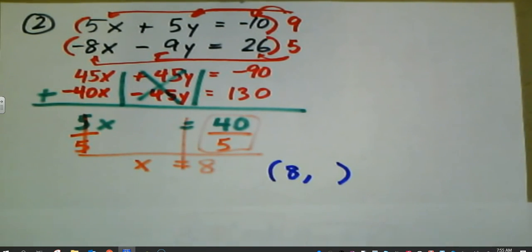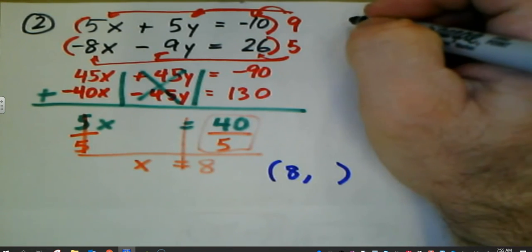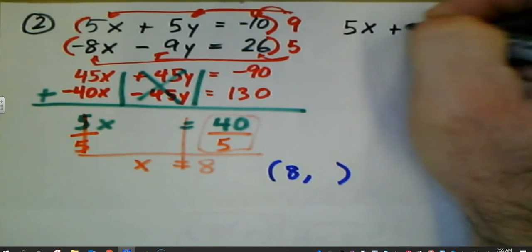We're going to rewrite the top equation. Oh, I guess I could have asked you that, Mary, right? So what are we going to do with that top equation?